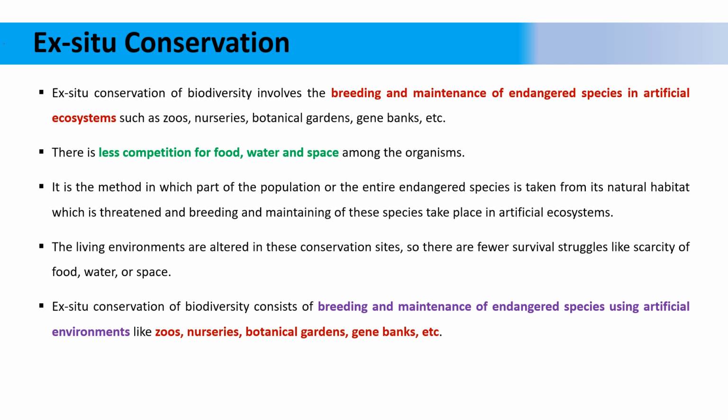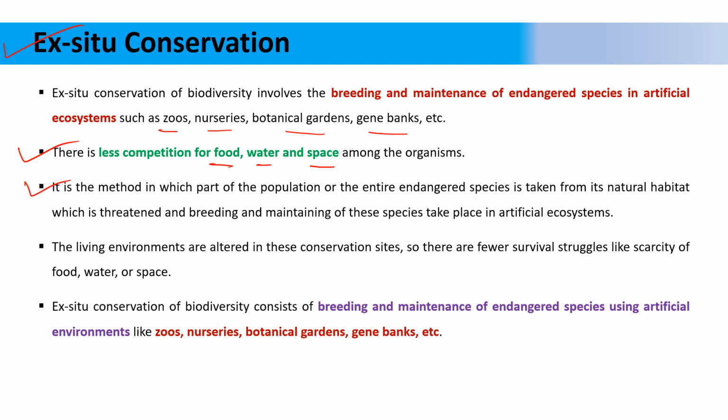Now the ex situ conservation. So the ex-situ conservation of biodiversity involves the breeding and maintenance of endangered species in artificial ecosystems such as zoo, nursery, botanical garden, gene bank, etc. तो इसमें हम क्या करते हैं, हम breeding करते हैं, maintenance करते हैं, जो भी endangered species हैं मainly उनको focus करते हैं और उनको एक particular ecosystem या control condition में हम protect करते हैं. So there is less competition for food, water and space among the organism. So इसका एक advantage क्या है कि species के बीच में competition कम होता है, किसके लिए? Food, water और space के लिए.